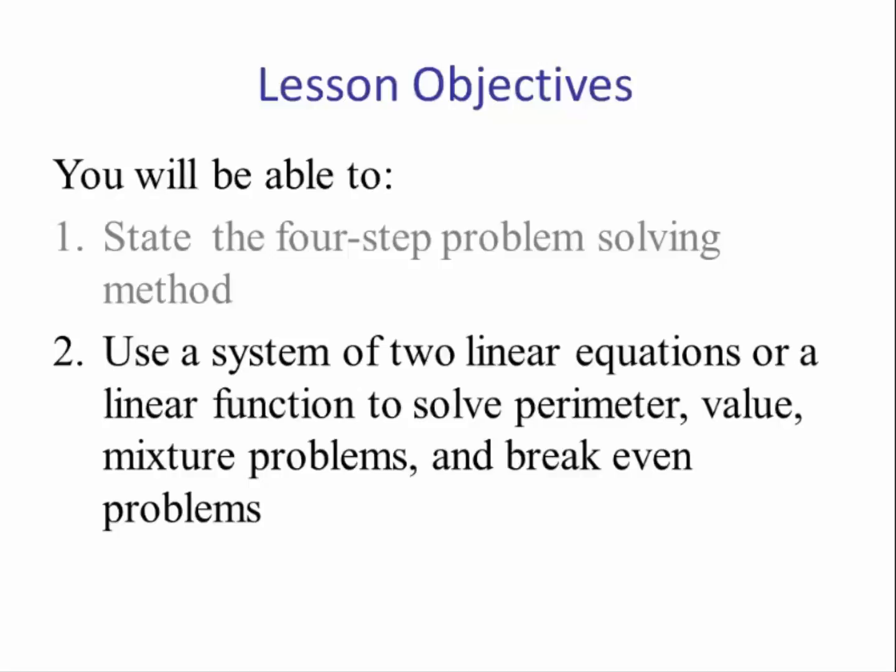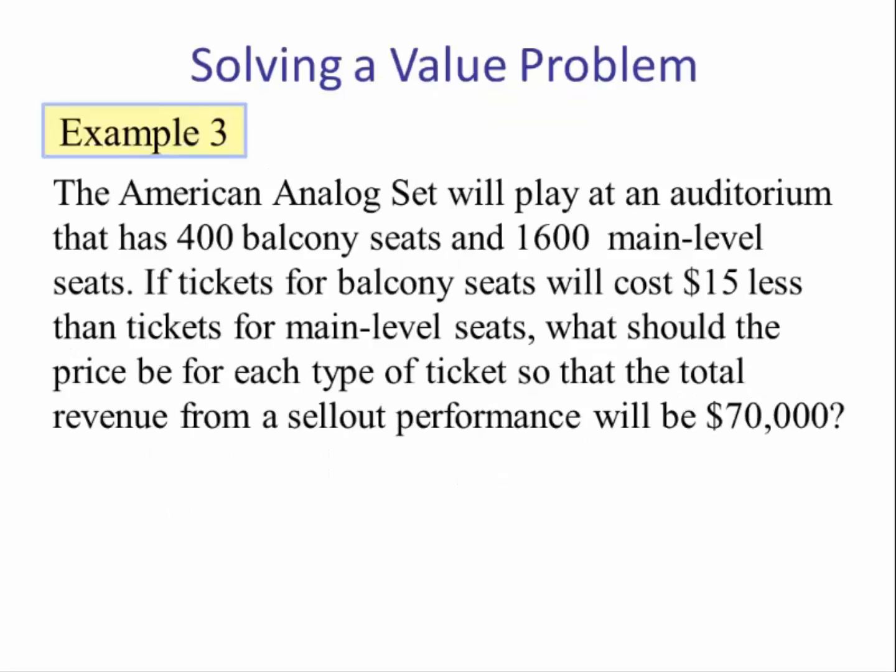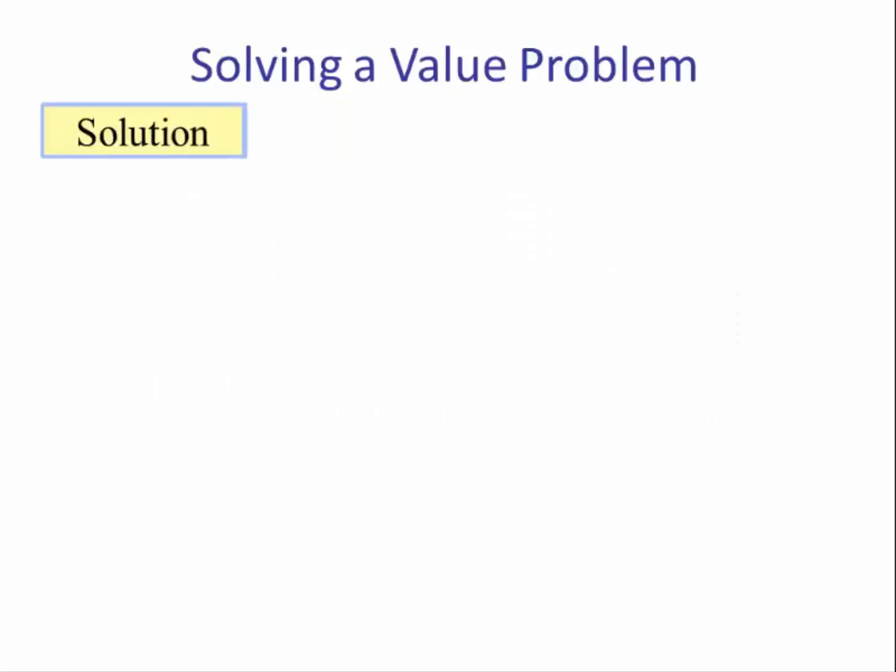break-even problems. Example 3. The American analog set will play at an auditorium that has 400 balcony seats and 1,600 main level seats. If the tickets for the balcony seats cost $15 less than the tickets for the main level seats, what should the price be for each type of ticket so that the total revenue from a sellout performance will be $70,000? So our first step is to define the variable.